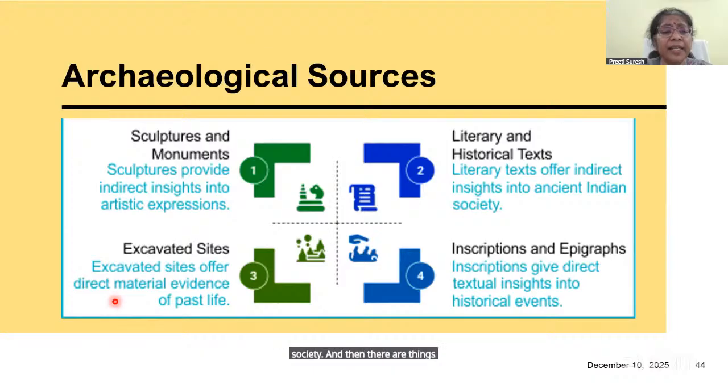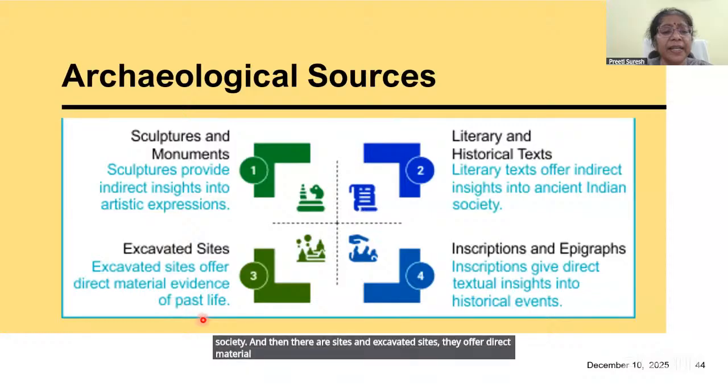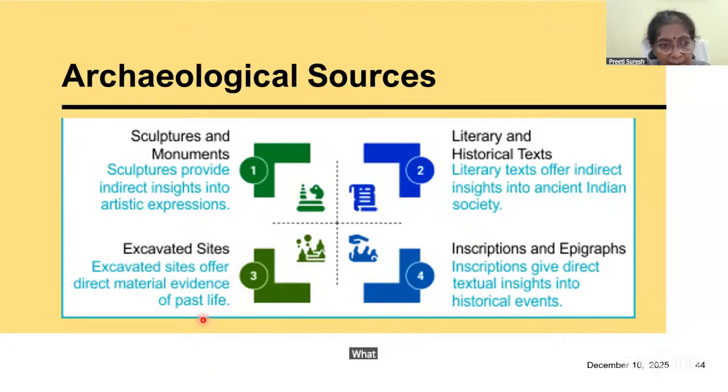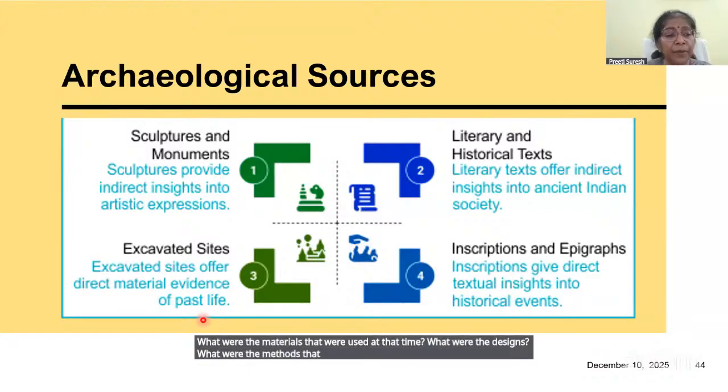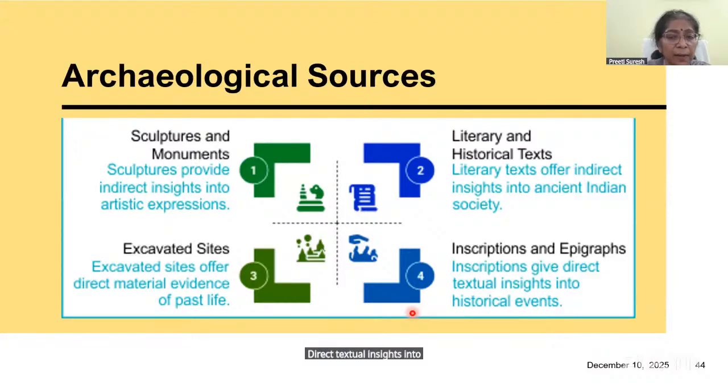And then there are excavated sites, and excavated sites offer direct material evidence, such as weapons that are found. That indicates what materials were used at that time, what the designs were, and what methods were used to prepare those particular materials. And there are inscriptions and epigraphs, because inscriptions give direct textual insights into historical events.